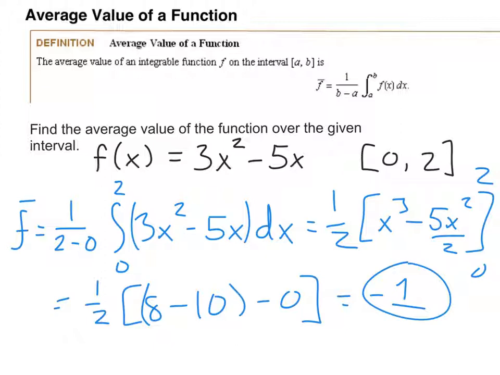And if you graph it, you'll see that between 0 and 2, the 5x is actually bigger than the 3x squared, so you have some small negative values. If you think about the average height of that function, it should be roughly about negative 1.